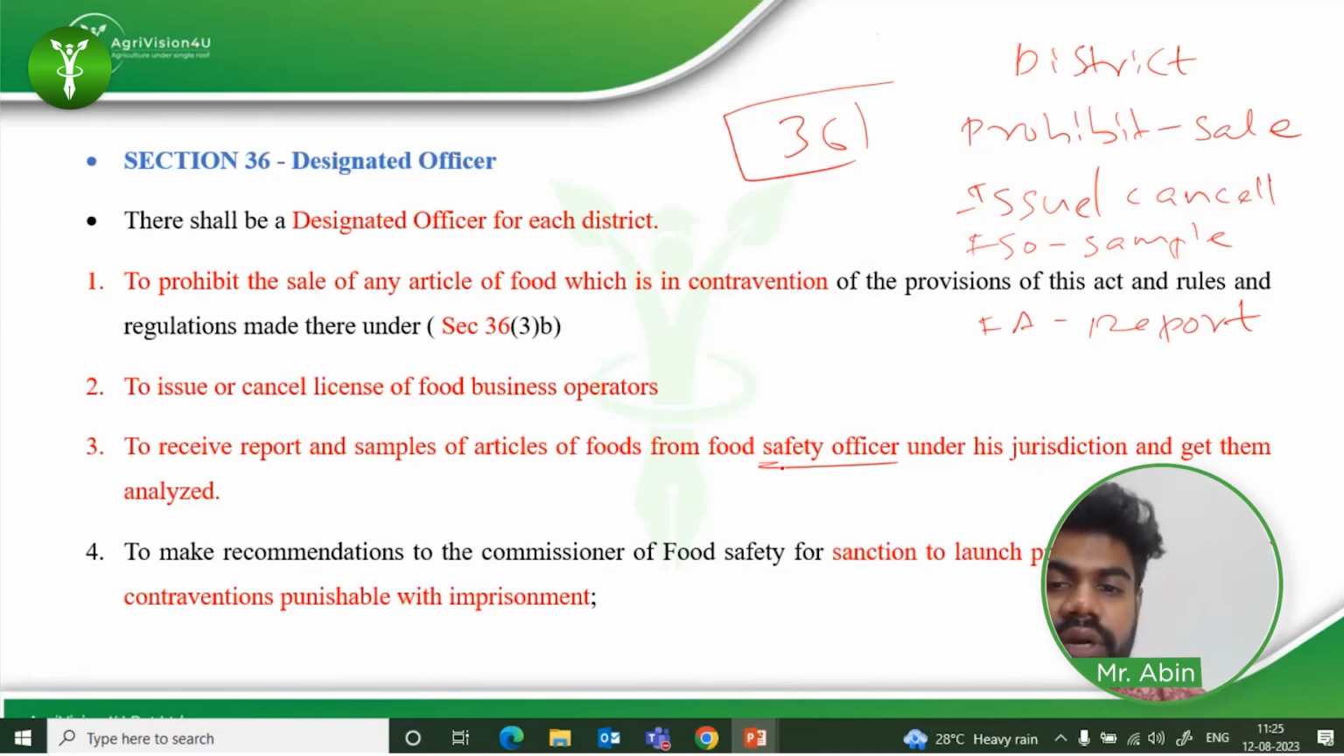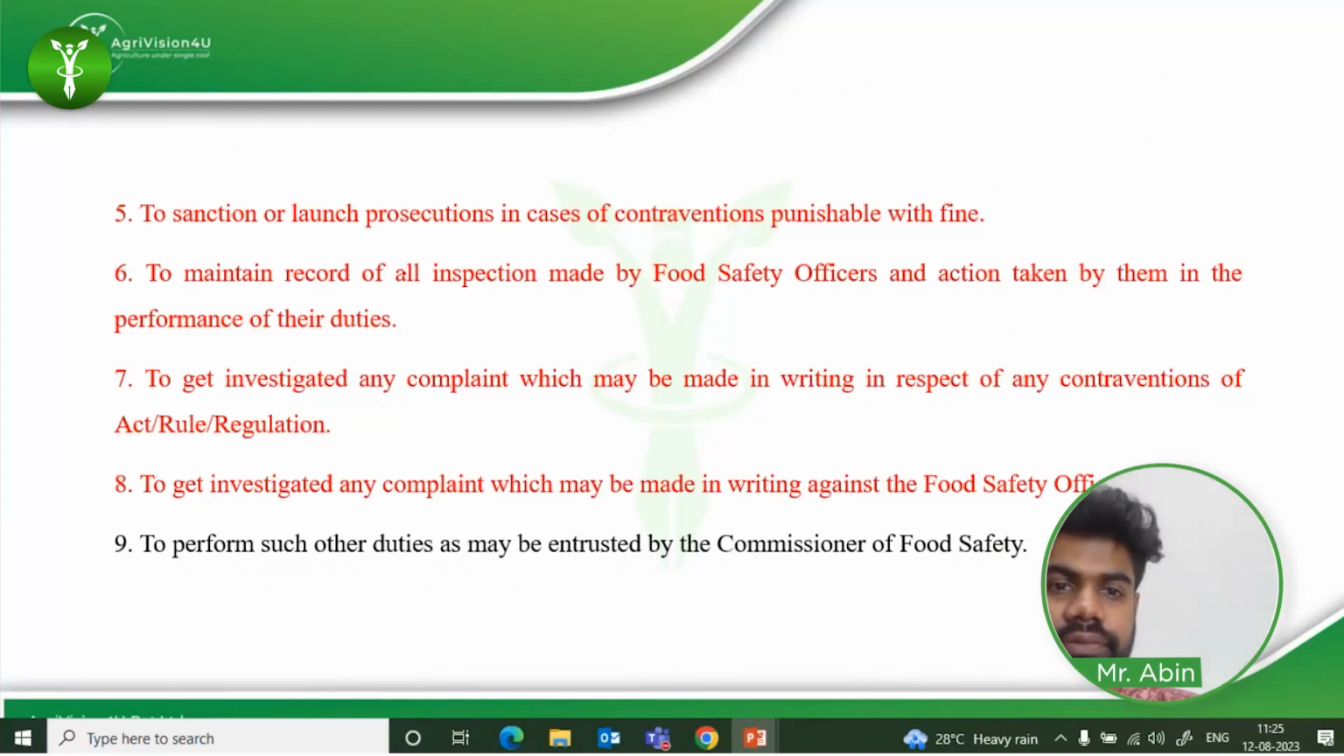Make recommendations to the Commissioner of Food Safety for sanction to launch prosecutions in case of contraventions punishable with imprisonment. So I already told you, if it is only a fine, then he can launch the process. But if imprisonment is involved, then he cannot do that. So he will be sending the recommendations to the Commissioner of Food Safety. These are all the powers of the designated officer.